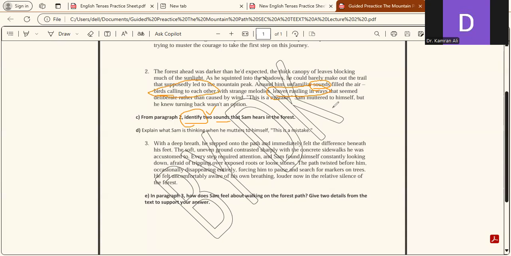Now, always remember that when you have to lift information from here and there, you need to distill your answer, right? So it's not like that you start writing from around him, unfamiliar sounds fill the air, birds calling to each other with strange melodies, leaves rustling in ways that seemed deliberate rather than caused by wind. If you copy down the whole chunk, that would not be a good idea. It's better that you just focus on what you are supposed to lift, right? So here you are supposed to identify two sounds, right?